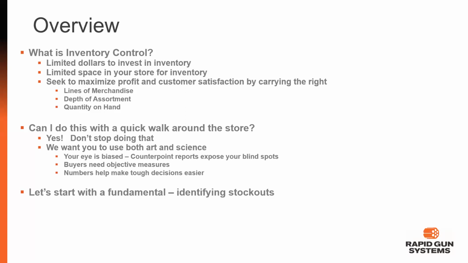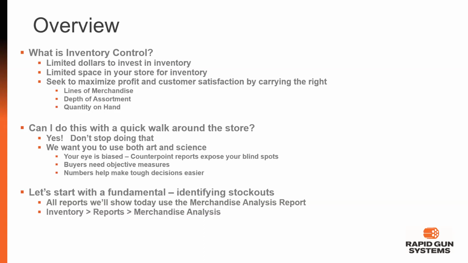Customers are sensitive to out of stock because of the toilet paper and the paper towel situation. And so we want to make sure that our stores are doing all we can to make sure that we're in stock. Now, all the reports we're going to look at today are built using the merchandise analysis report. This is the most powerful report in Counterpoint, and we're going to show you at least 5 or 6 different ways to run this report, this one report, to get different answers to different questions.